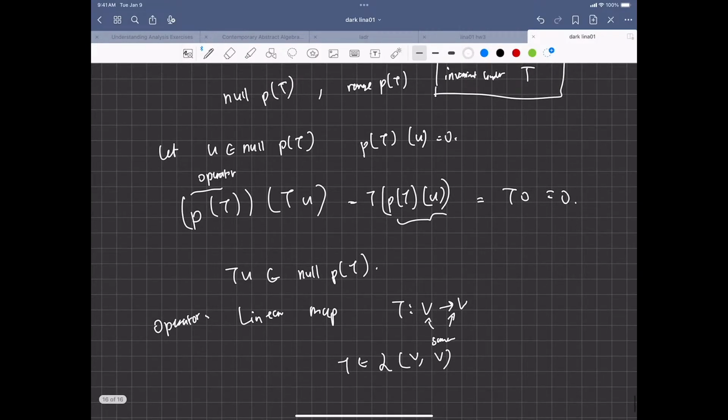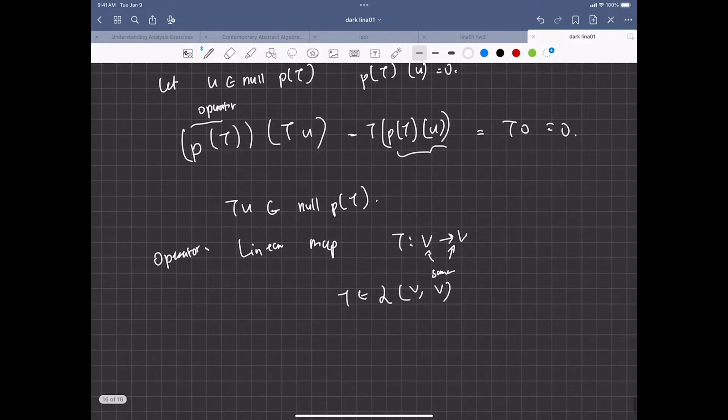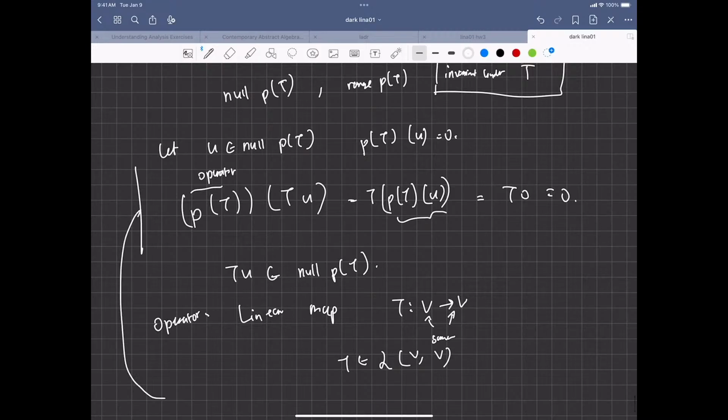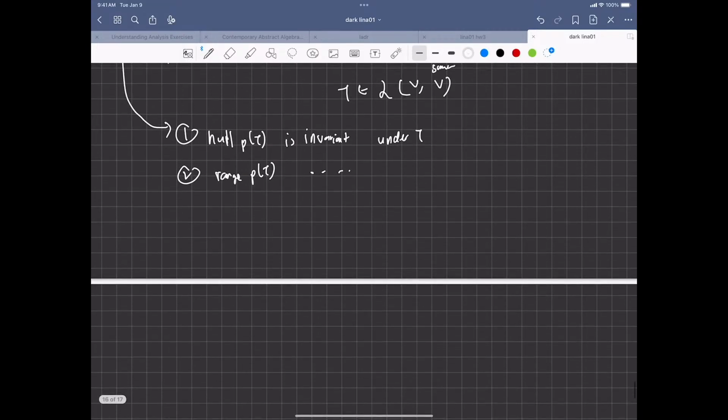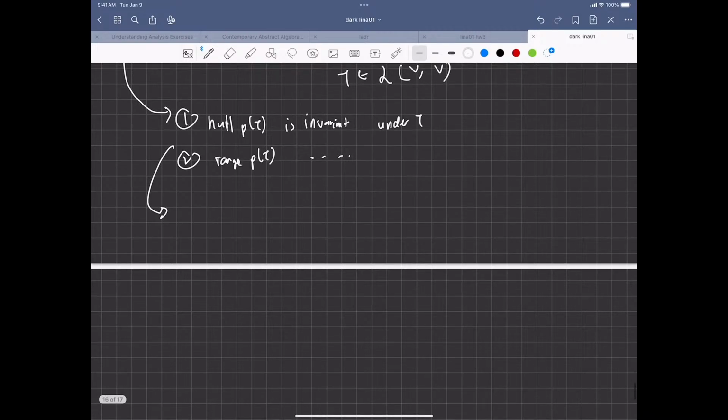So what we're going through right now is that we want to show that null P of T is invariant under T. Let's restart the proof. It's not too long anyway, but since we got lost. The first one we want to show is this, and the second one is that the range is also invariant. So for the first one, how do we show that it's invariant?